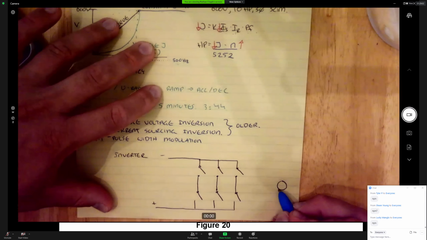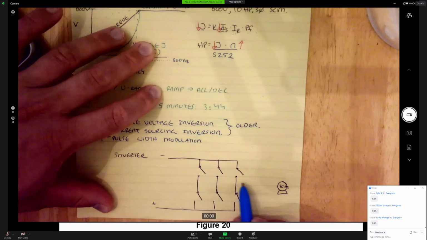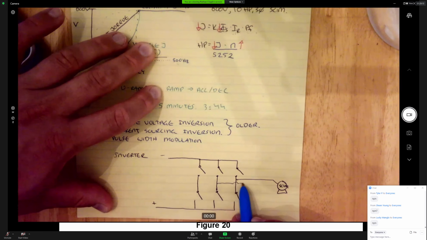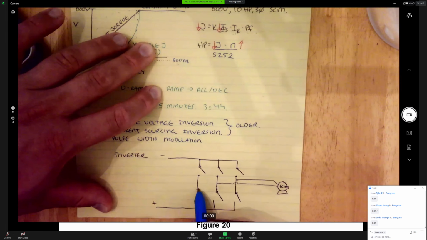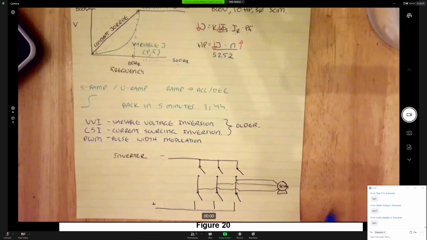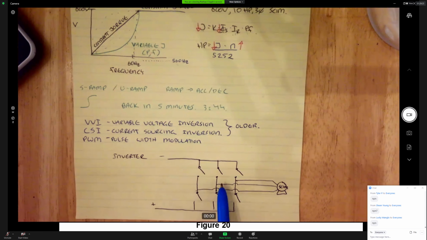Here is our squirrel cage induction motor. This comes to the motor. That comes to the motor. And that point comes to the motor. So we can actually build a 3-phase waveform by switching with this. So that is what those transistors are doing. They're switching the 3-phase power out to the squirrel cage induction motor in this case.